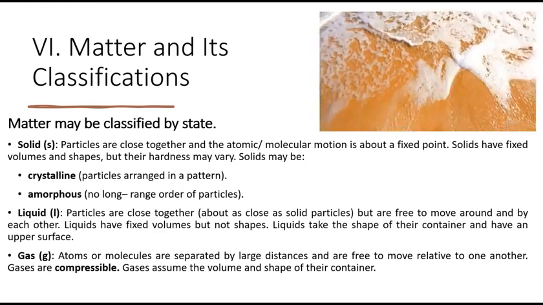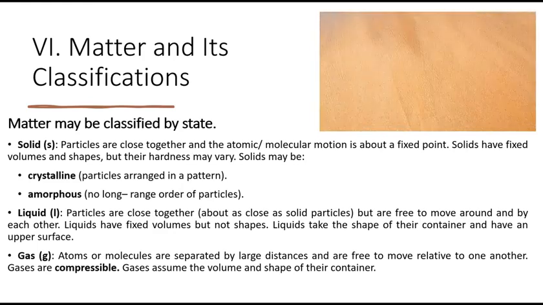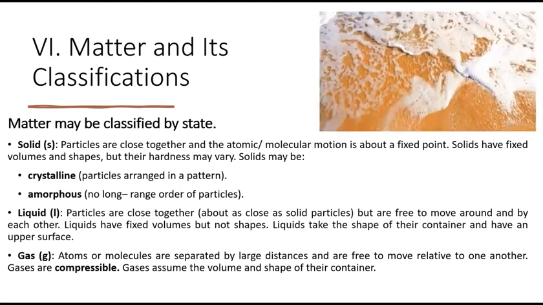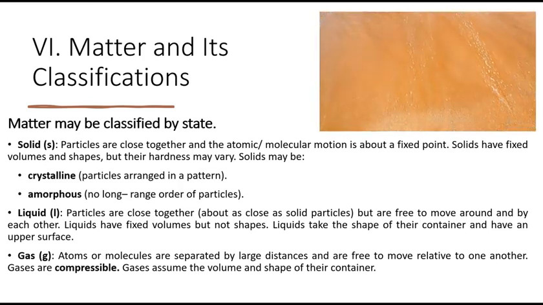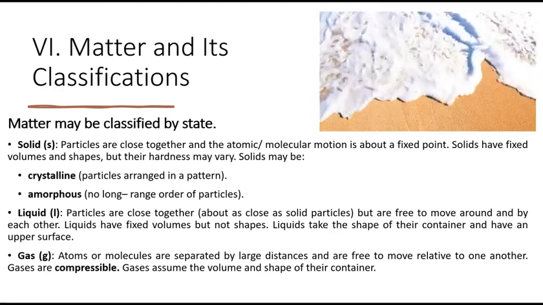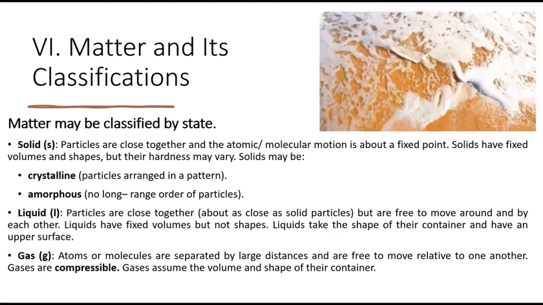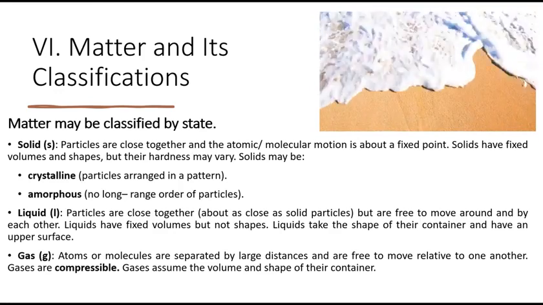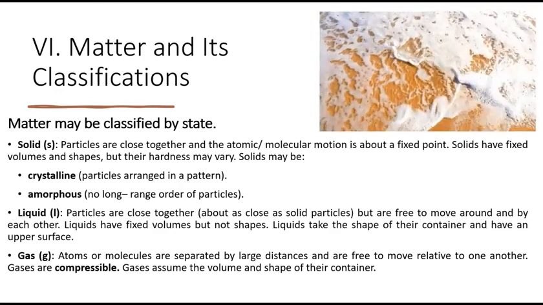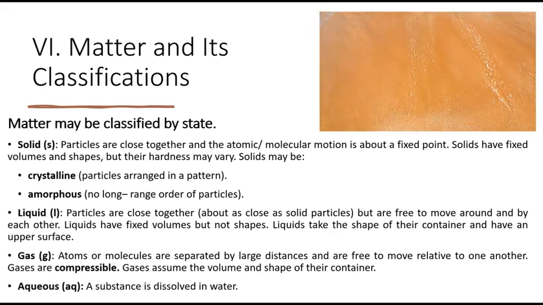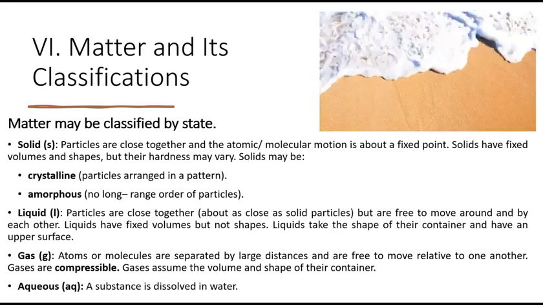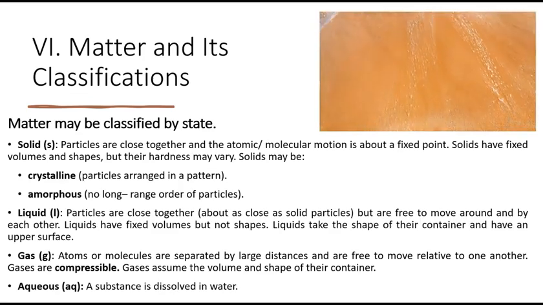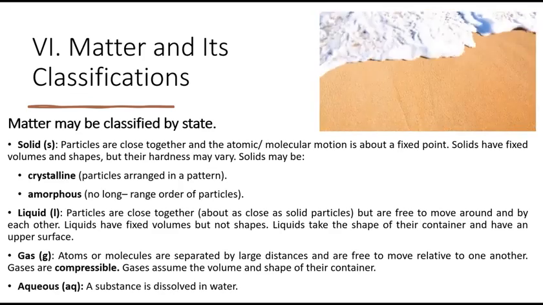Matter may also be classified as a gas. Gas has a symbol lowercase g in parentheses. Atoms or molecules in a gas are separated by large distances and are free to move relative to one another. Because of this, gases are compressible, and gases will assume the volume and the shape of their container. We will also see aqueous quite a bit. Aqueous has a symbol lowercase aq in parentheses. Aqueous represents a substance that's dissolved in water.